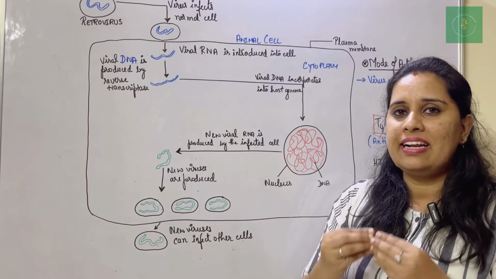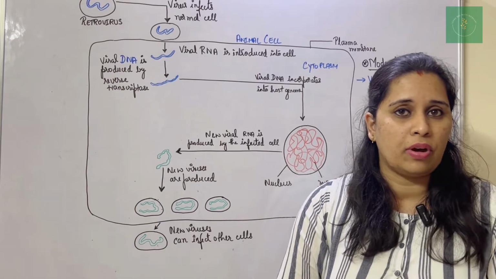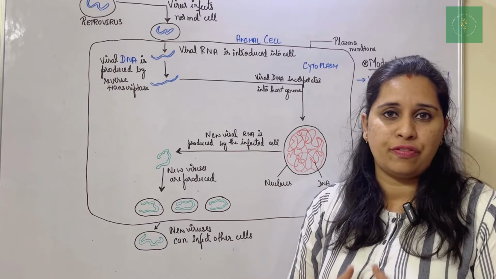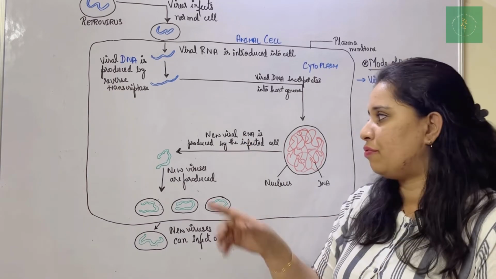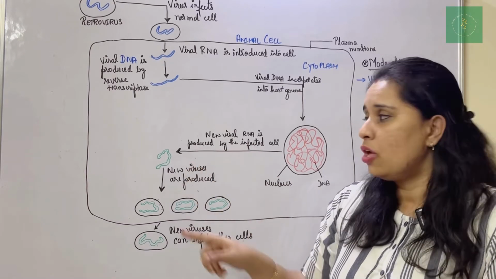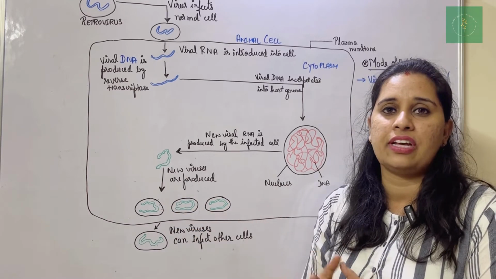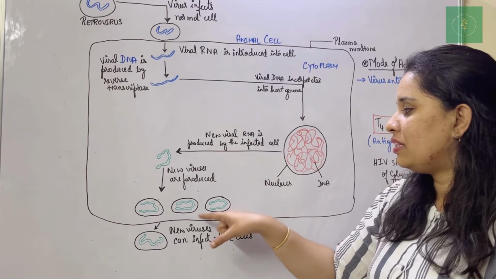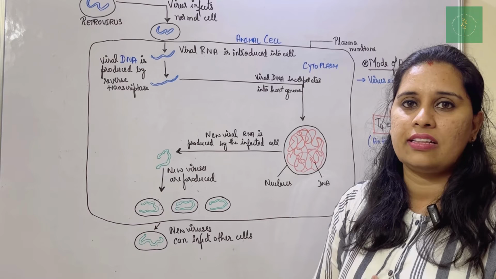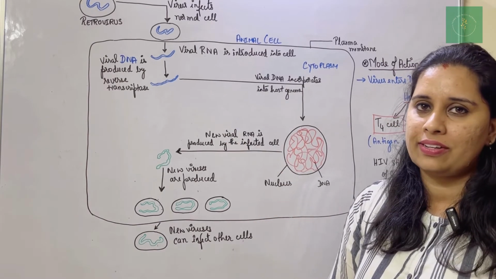Now, the viral DNA is going to change into RNA with the help of one important process, transcription. Now, new viral RNA is formed. Multiple copies have been formed. So, it is produced by the infected cell, as you can see here. Now, new viruses are produced. As you can see, the number of viruses is going to multiply. So, these can be released out of the cell and they can infect other cells also. So, this is the mode of action by the retrovirus.